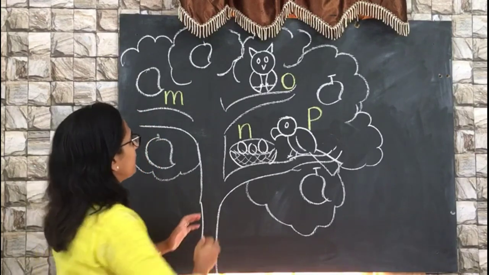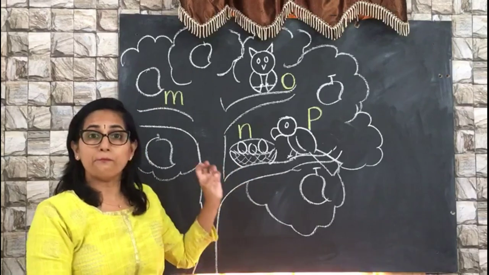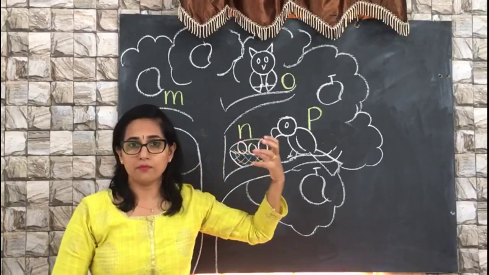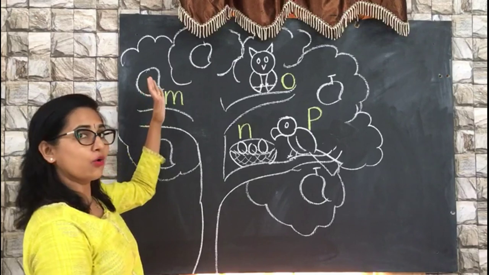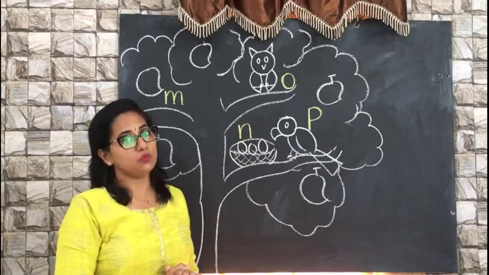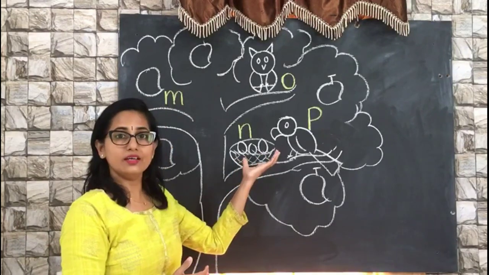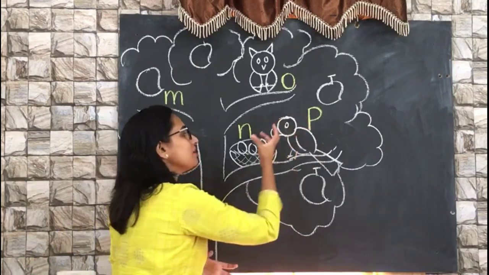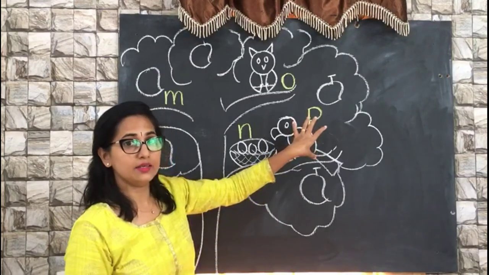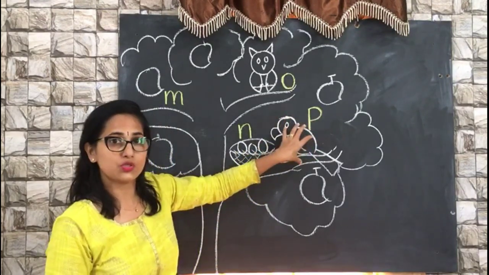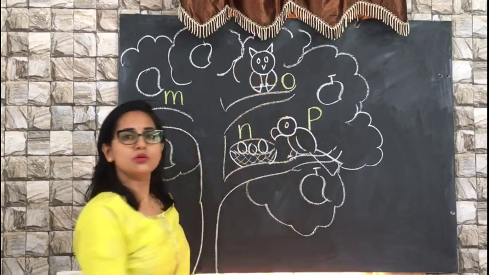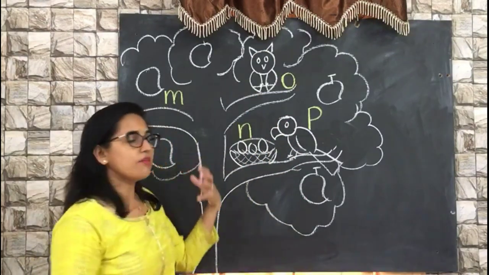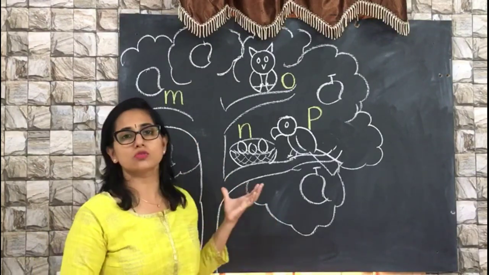Now here we have a big tree. It is a mango tree. So what is the beginning sound of mango? M, m, mango. There was a nest, n, n, nest. And whose nest is that? Yes, it's a parrot's nest. P, p, parrot, and parrot's nest. And parrot was having a friend. Who's that? Yes, an owl. O, o, owl.